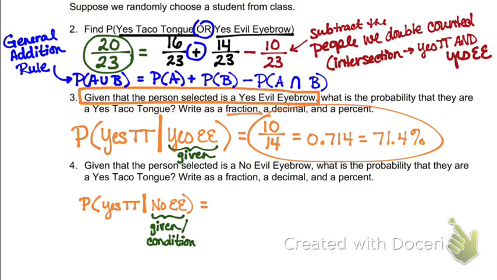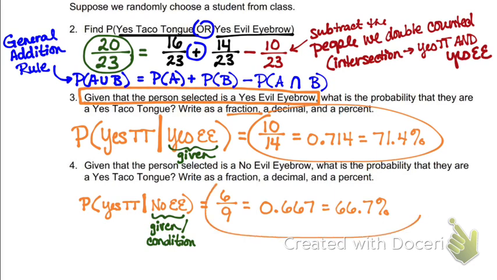6 out of 9. What is that as a decimal? 0.667. We round that last one, yes. So as a percentage? 66.7%. Beautiful.